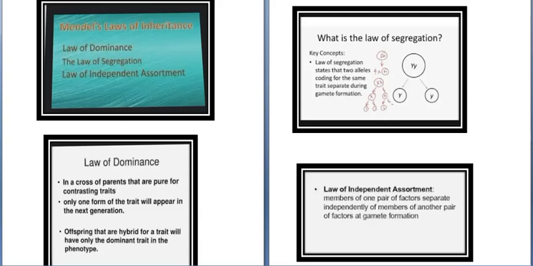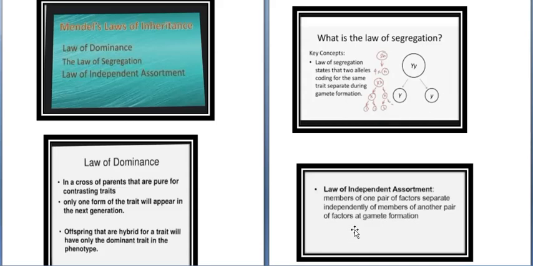form zygote. See over here, if there are two members, capital Y, small y, so they will separate into two gametes. One gamete will have capital Y, other will have small y, and again they will fuse at random. If there are more than 2 or 4 or 6, then they will fuse irrespective of the other one.